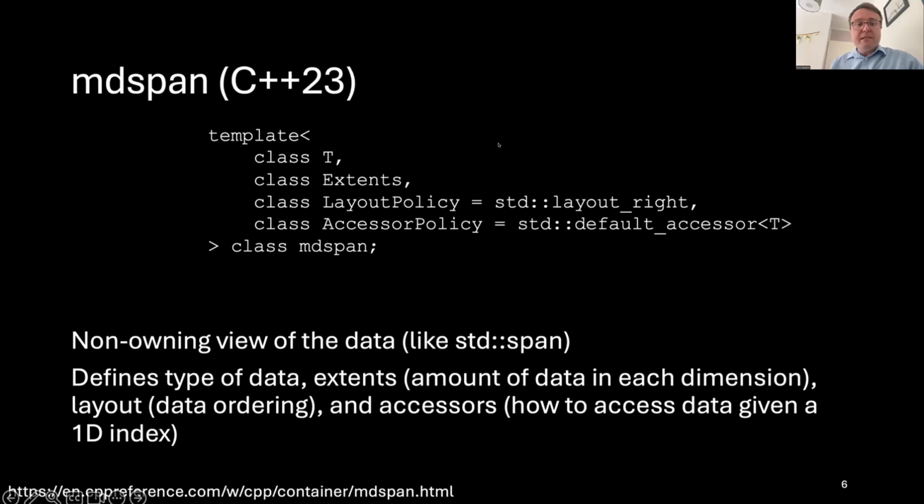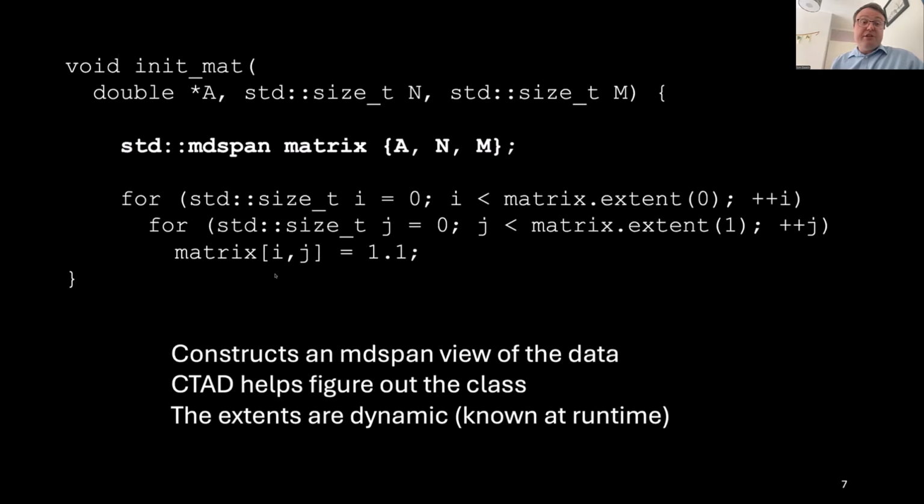How do you actually use it? Well, this is basically just a simple example that fits on the slide. How would we initialize a two-dimensional matrix of size n by m? We just construct the mdspan, with my variable name matrix, and I give it the pointer and the two dimensions that were passed in as arguments to this function, and that's it. I can now construct this two-dimensional view into this one-dimensional pointer data that's allocated there.